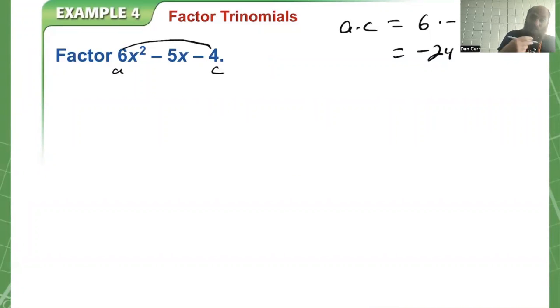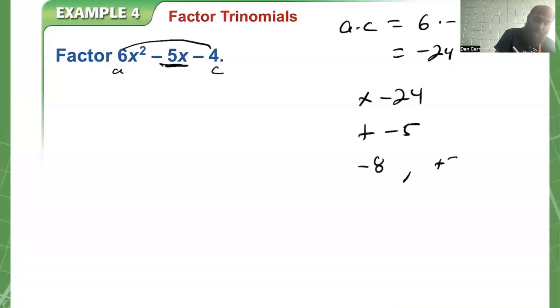Then, remember some of the patterns I did before. I need to figure out two numbers that multiply to negative 24 but add to a negative 5. I still want to add to the middle number. So I've got to come up with two numbers that do that. That should be 8 and 3. It'll be a negative 8 and a positive 3. Those two are important because they can split up my middle term.